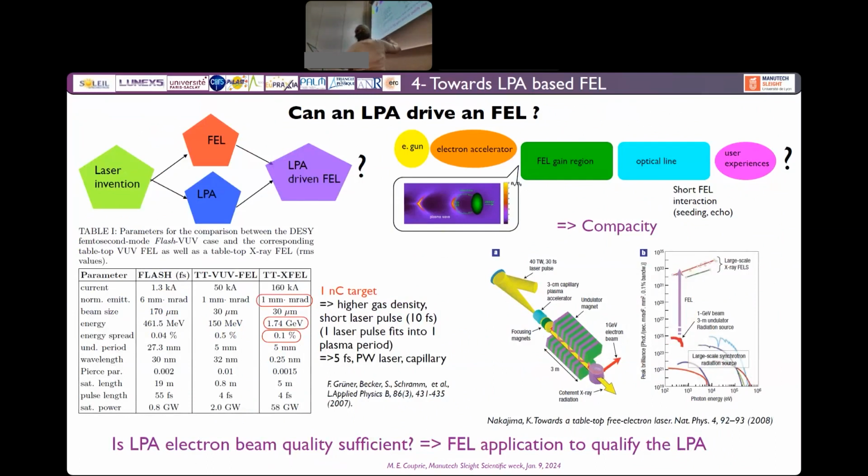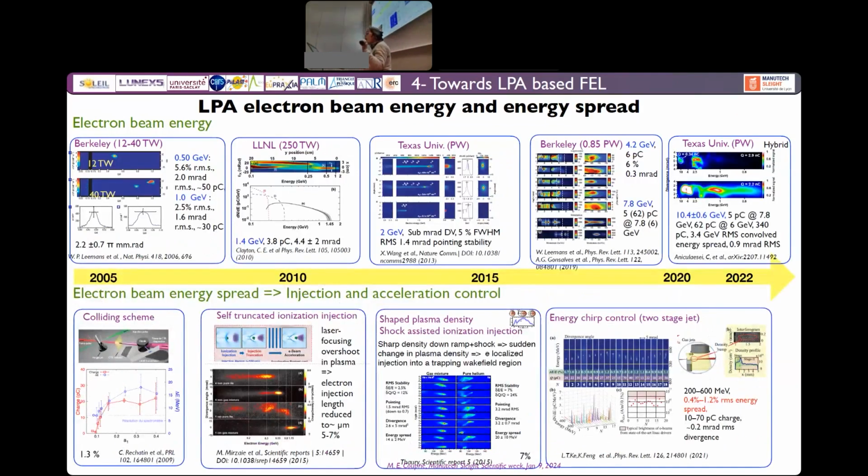So the question is really, is the LPA electron beam quality sufficient? And FEL application could qualify this LPA. So of course, the argument of capacity was raised. To me, first, it's important to demonstrate that you can do it and you can do an FEL of good quality. So personally, it's a second level argument about the capacity. So I will review the characteristics of the LPA to see whether we can really try to do something.